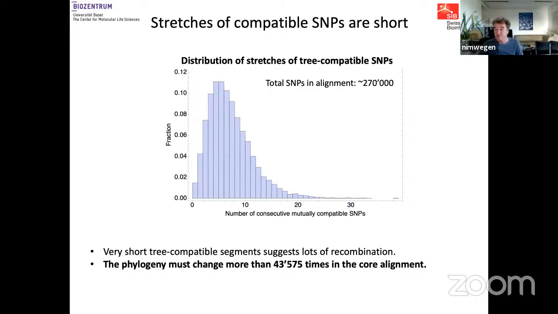All right. And if you look at what is the minimal number of times that the phylogeny has to change as you go along the alignment, you find that it's at minimally 43,000 times, okay? So that says as you go along this 2.5 megabase alignment, you need to change the phylogeny at least 43,000 times.